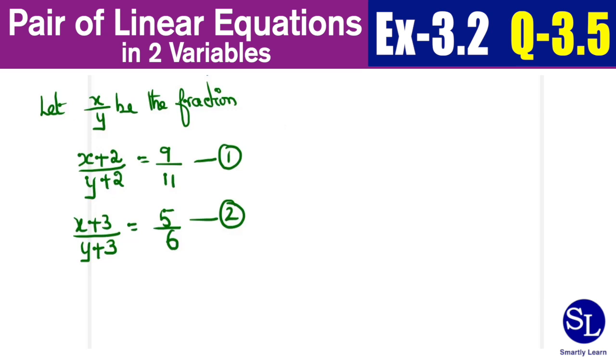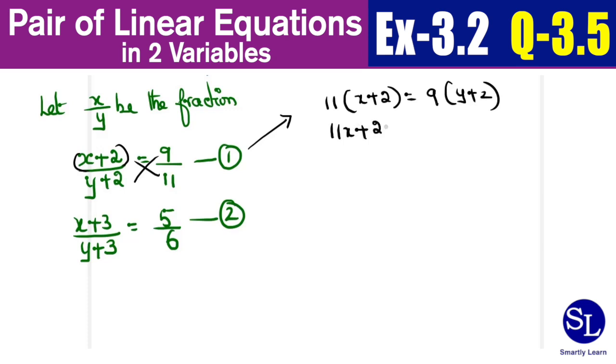Now let us rearrange both these equations. So first I'm starting with equation number 1. Let's see how this is getting done. I'm going to do a cross multiplication. So 11 into x plus 2 is equal to 9 into y plus 2. So let's rearrange this. So 11x plus 22 is equal to 9y plus 18. Bring all the variables to the left side and all the constants to the other side. So 11x minus 9y is equal to plus 18 minus 22, which fetches a minus 4. So this becomes my third equation.